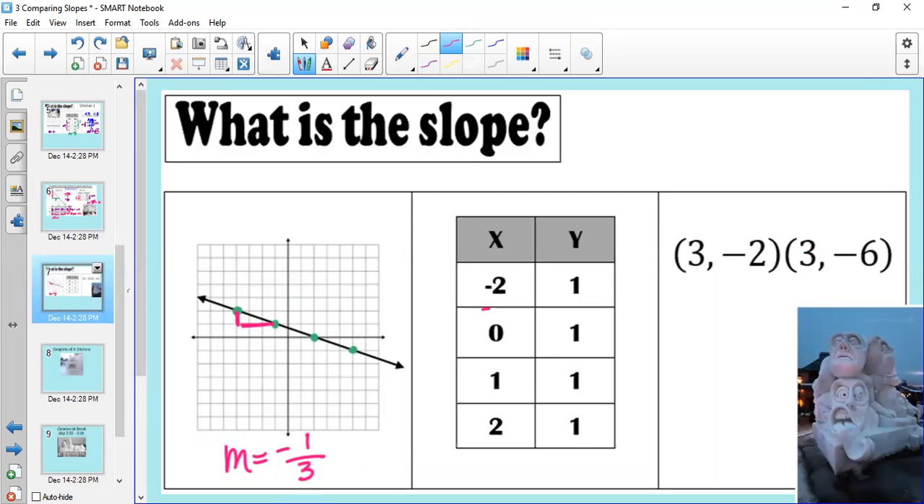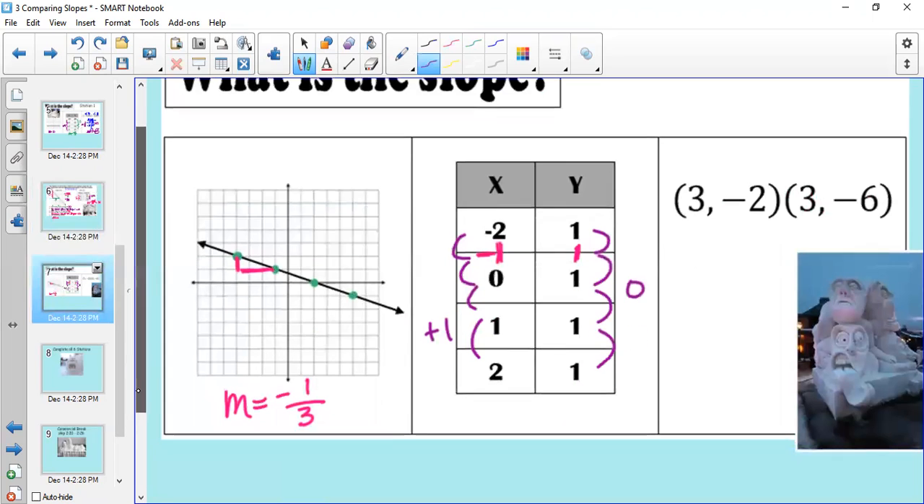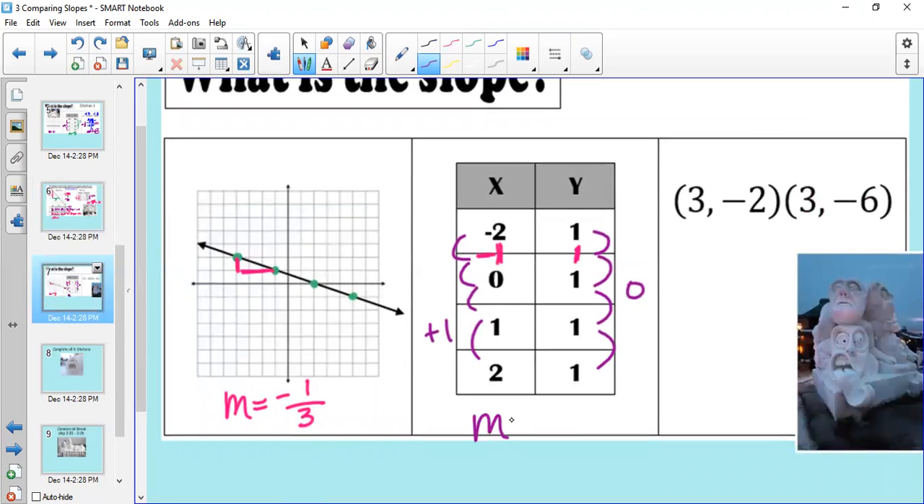All right, this one I kind of had a gap there. I didn't mean to, so fill in that gap if you haven't already. Our x's were changing by 1 and our y's were changing by 0. And if I made a fraction, y goes on top, 0 over 1. If 0 is on top, our answer is 0.